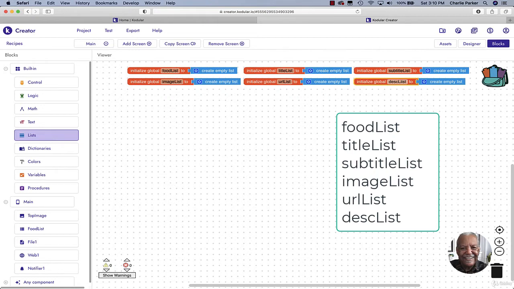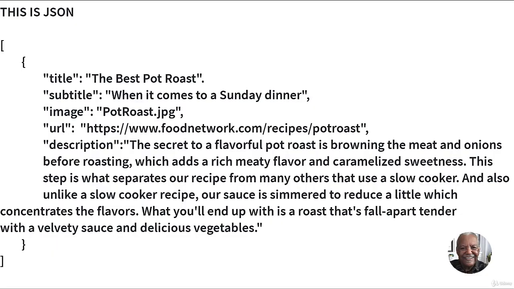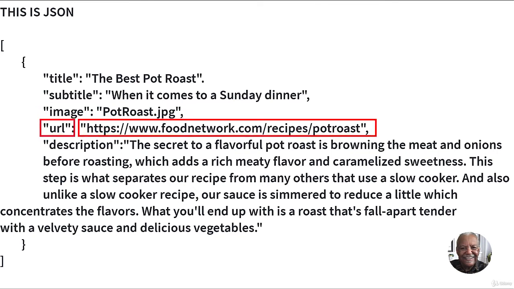The title, subtitle, image, URL, and description are the keys in our data source, which is called recipes.json. This is a snapshot of our data source. Notice that it contains key value pairs, such as title, subtitle, image, URL, and so forth. Our data source contains 10 of these items. We will be using the file1 component to retrieve this information and store each key value pair in the list variables that we just set up.